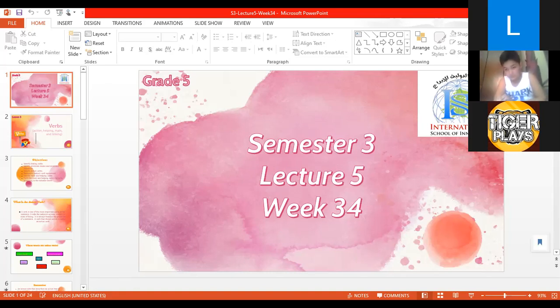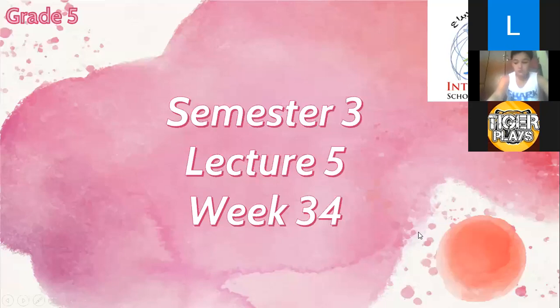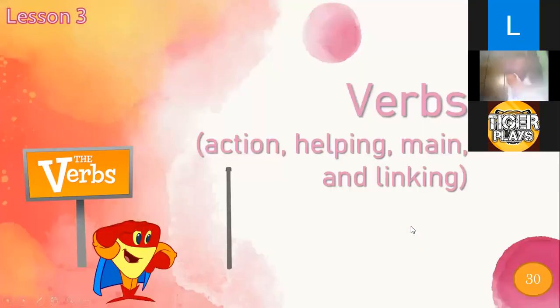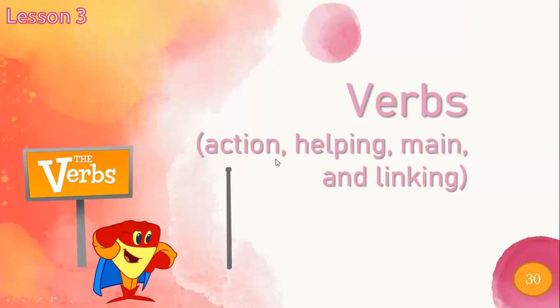So let's start with our lesson. Its title is verbs. So we're going to talk about verbs and the different types of verbs. We have action, helping, main, and linking verbs. You can resort to your grammar booklet, ISI Phonics Grammar Booklet Part 2. The lesson starts page 30.